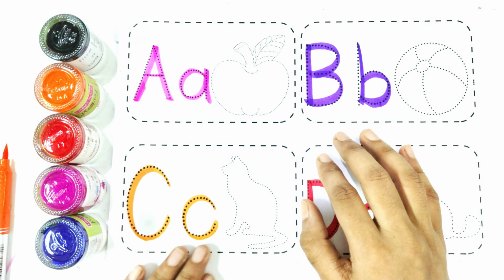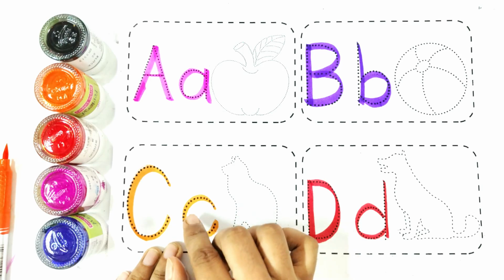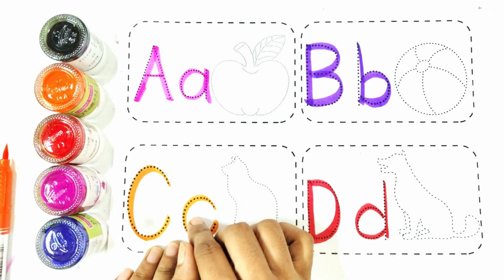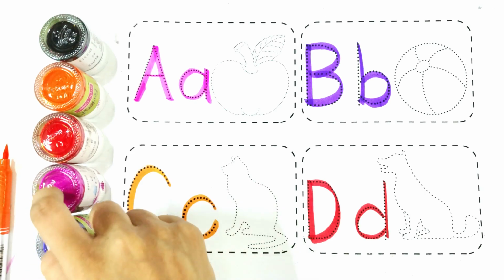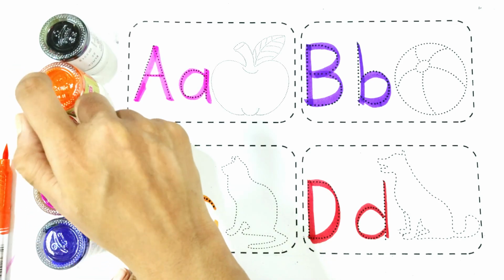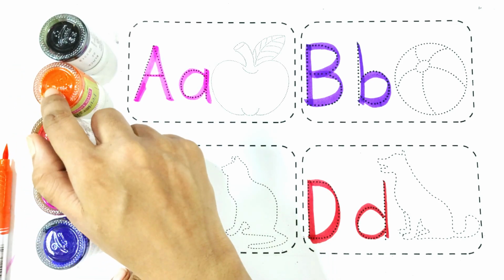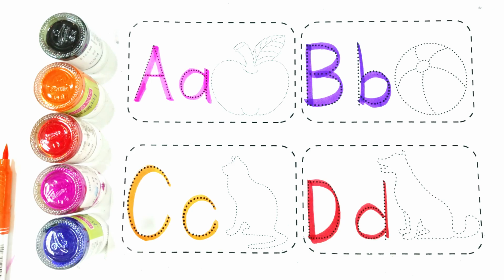Hello kids, today we will learn color names and the English alphabet. At first, say with me the names of colors. Blue, pink, red, orange, black.